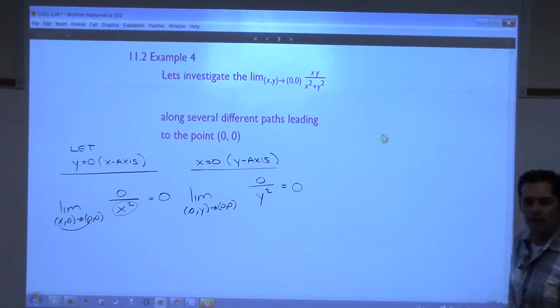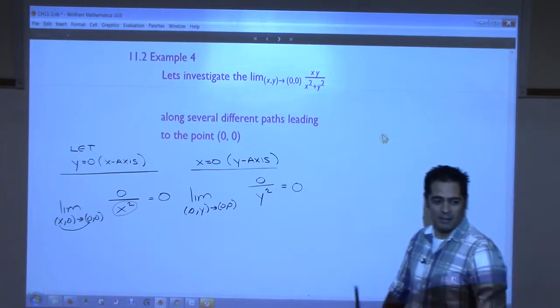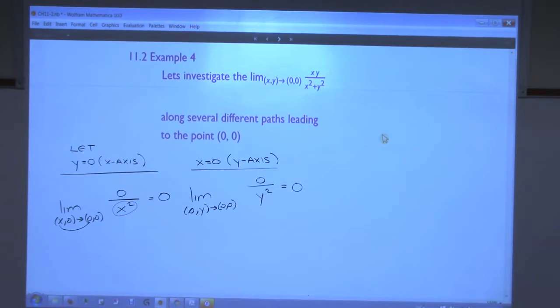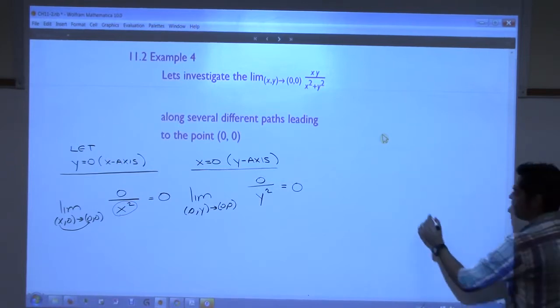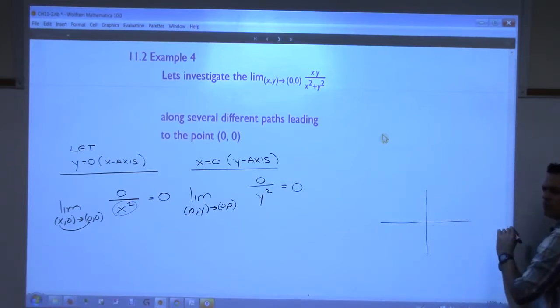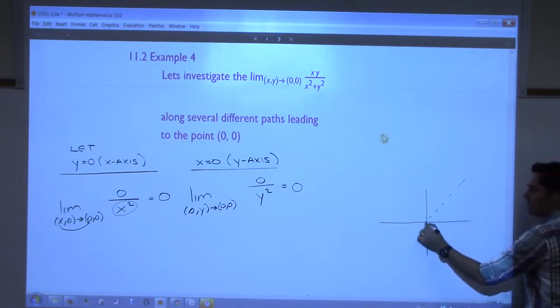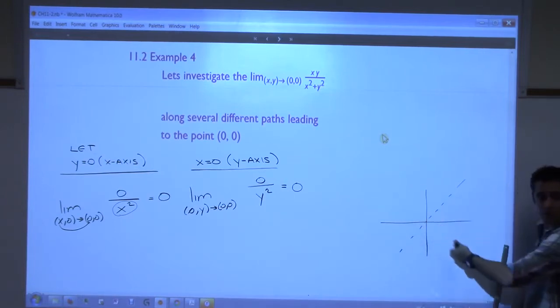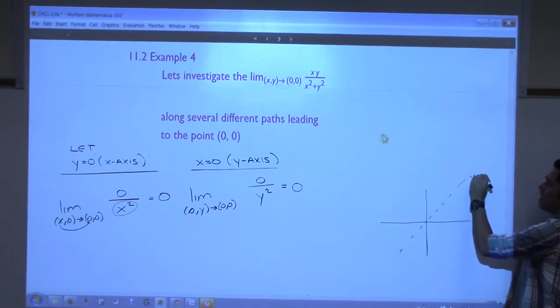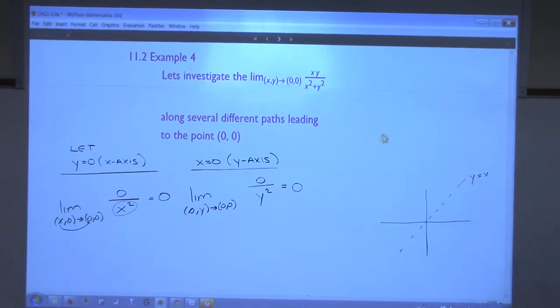So what should we try next? Are we going to do a different path? Yeah, let's do a different path. What do you want to try? y equals -x. That's a good path. The one that we usually go to next is the diagonal, which -x might also be, it's another diagonal. But let's go with y equals x as our next choice.